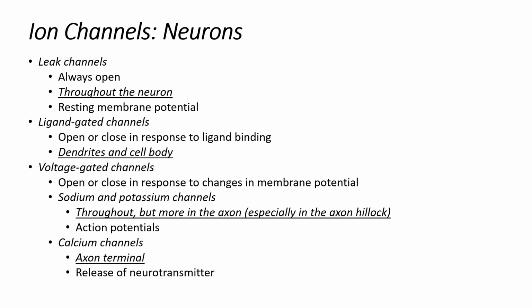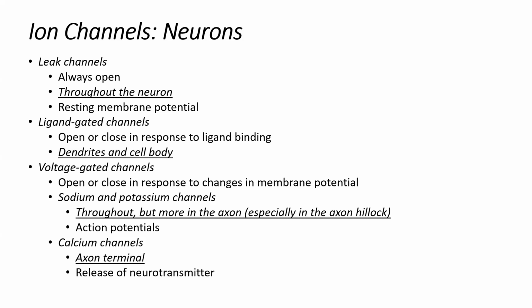We have ligand-gated channels, and ligand just means that something has to bind onto it in order for it to open or close. A ligand is any molecule that can bind onto a channel and manipulate its state. And then we have voltage-gated channels. Voltage-gated channels are sensitive to the voltage, sensitive to the membrane potential. So they're going to open in response to a membrane potential, and they're going to close in response to a membrane potential. Now, there are two types of voltage-gated channels. We have ones that are specific for sodium, and ones that are specific for potassium.